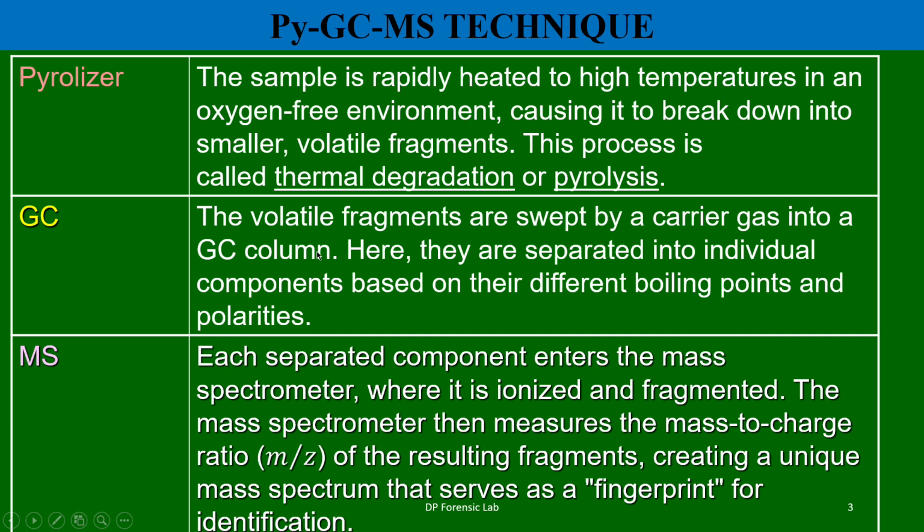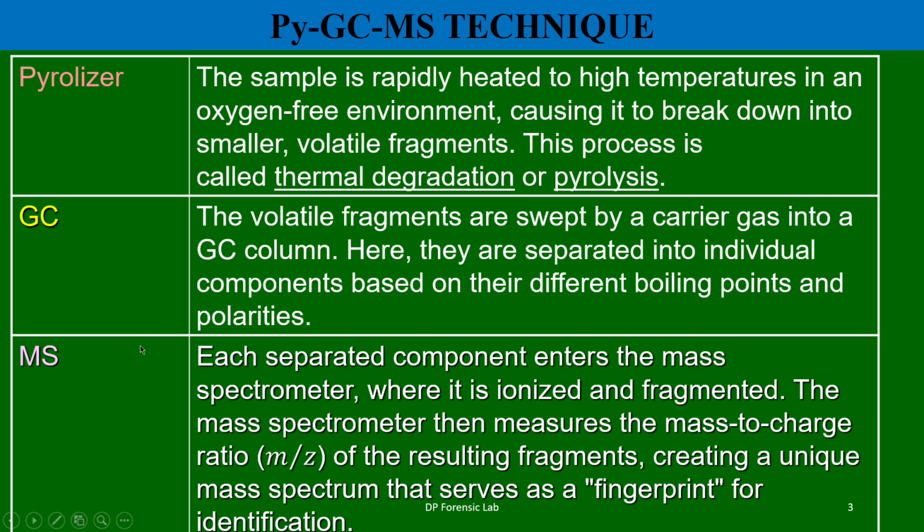Next, it is attached with the GC. The volatile or fragmented parts of the samples, which were fragmented by the pyrolyzer, are swept in a carrier gas into a GC column. The pyrolyzer breaks down the samples by heating at high temperature in an oxygen-free environment. Here they are separated into individual components, as we know, based on their different boiling points and polarities.